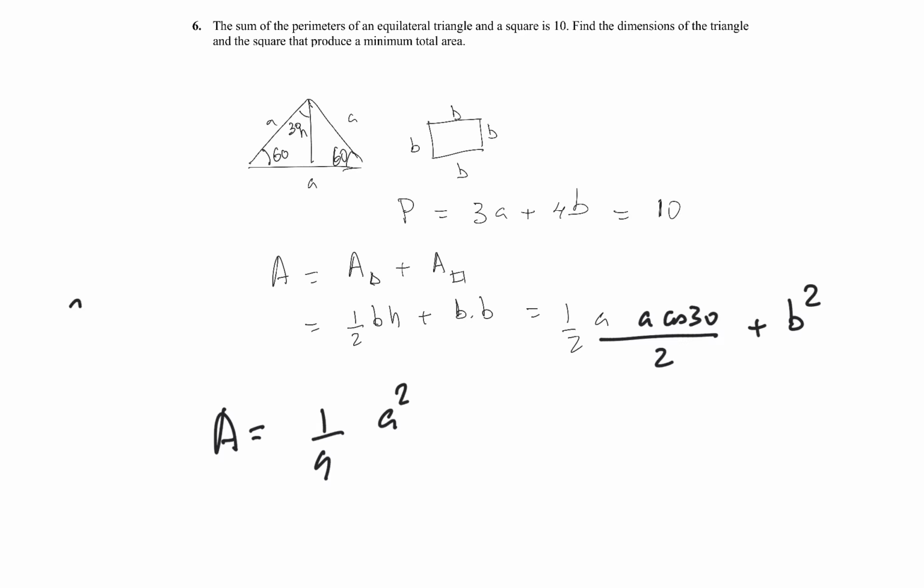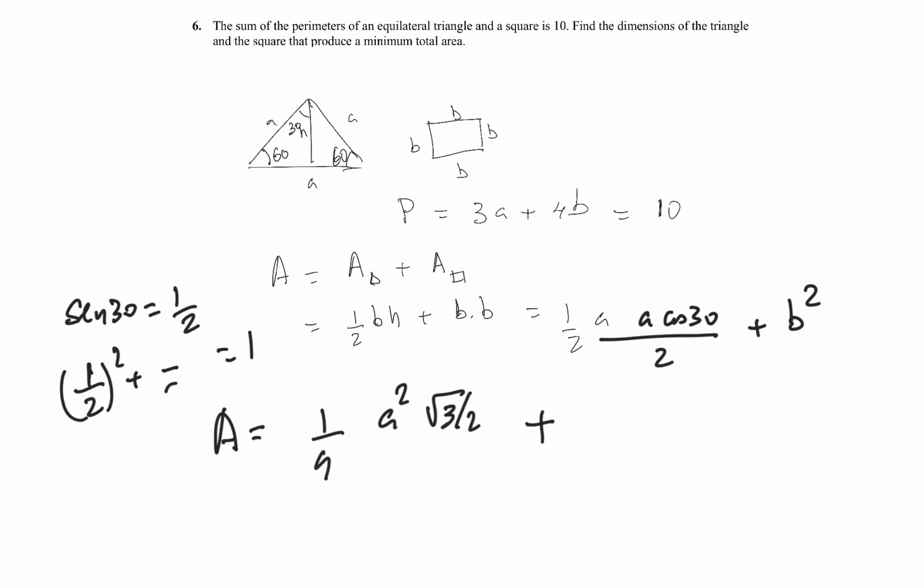Now sine of 30 is 1/2. So cosine of 30, because sine of 30 squared plus cosine of 30 squared is 1, cosine squared of 30 is 1 minus 1/4, so cosine of 30 is square root of 3 divided by 2. So square root of 3 divided by 2 is cosine of 30. And this is the area of the triangle plus the area of the square, B squared.